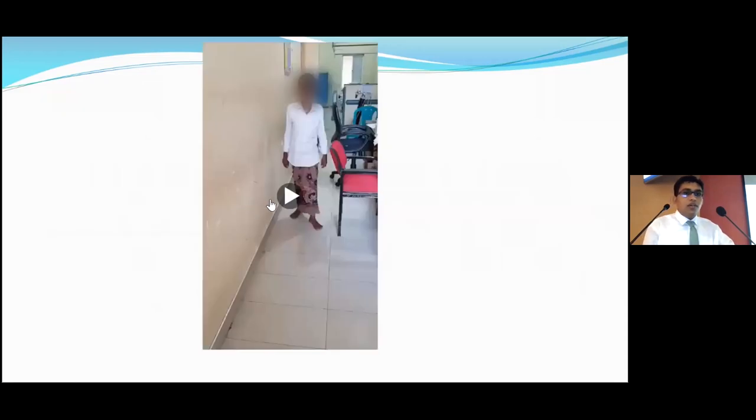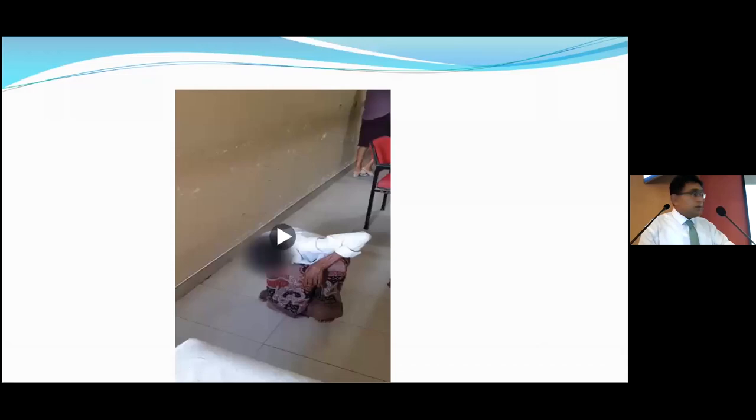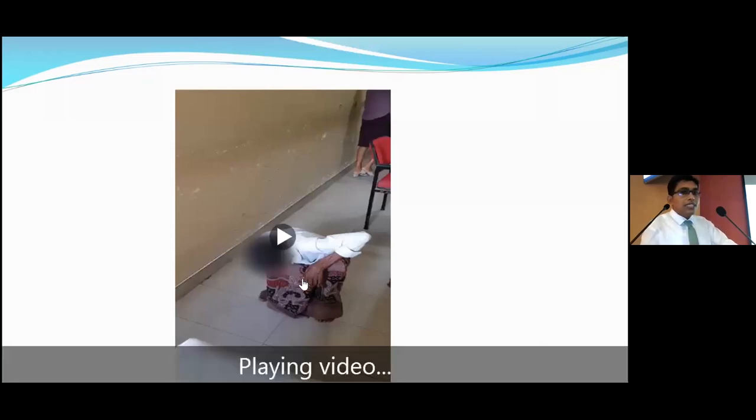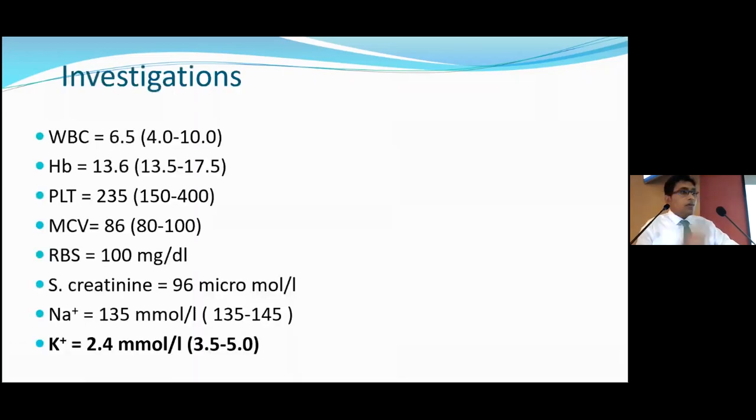We will have a look. What is his gait? He has short stature and he has a waddling gait. We will have a look at how he is getting up from the squatting position. He has difficulty in getting up from the squatting position. Okay, we will have a look at how we investigated this patient.